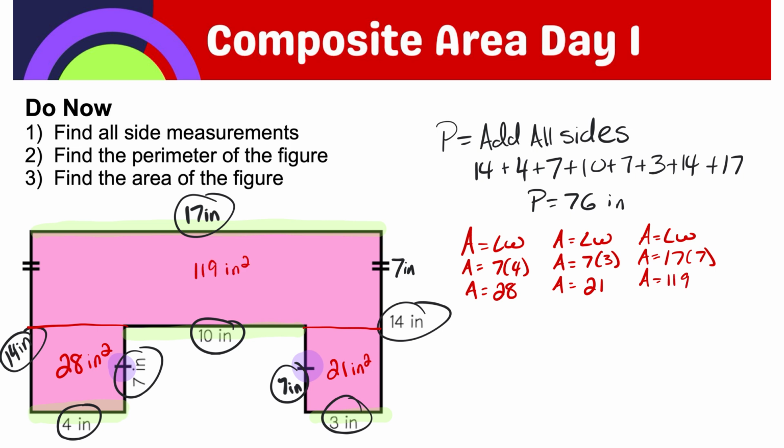And then finally, we can add all 3 of these together. And so when we add those together, we get the area is 168 inches squared. All right, this is what we're going to be working on today. We have a whole bunch of these problems, so let's get started.